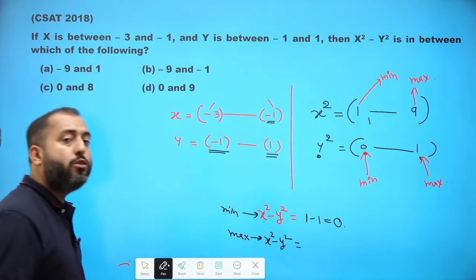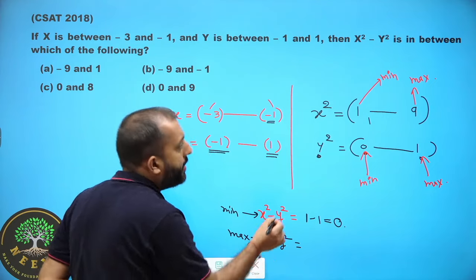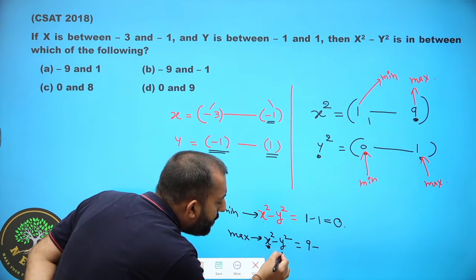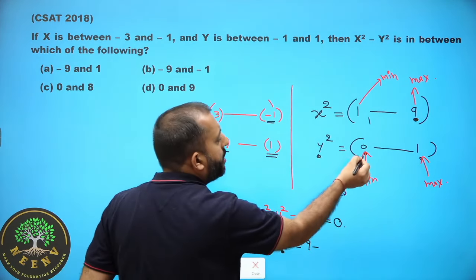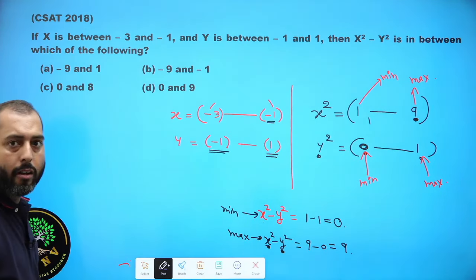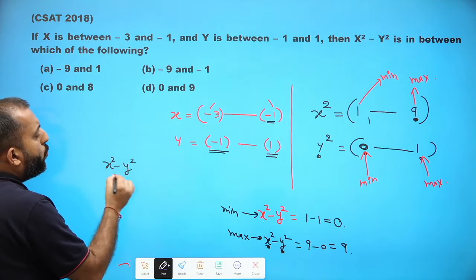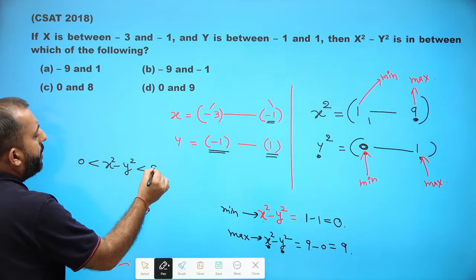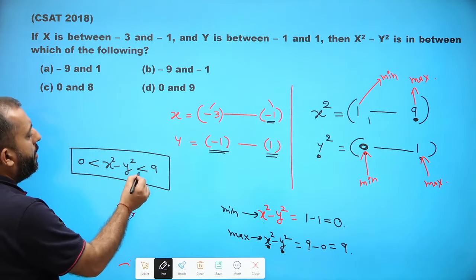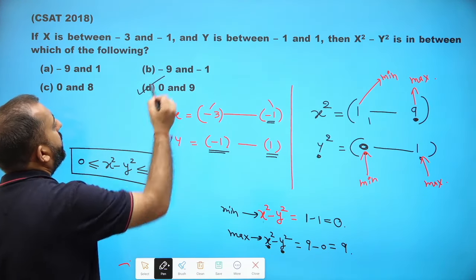For the maximum value of x square and y square, consider the maximum value that x square can take. The maximum value that x square can take is 9. And consider the minimum value that y square can take. The minimum value that y square can take is 0. So 9 minus 0 is 9. Okay. So finally, I can say x square and y square will lie between 0 and 9. Right? It will lie between 0 and 9. Hence, the answer is option D.